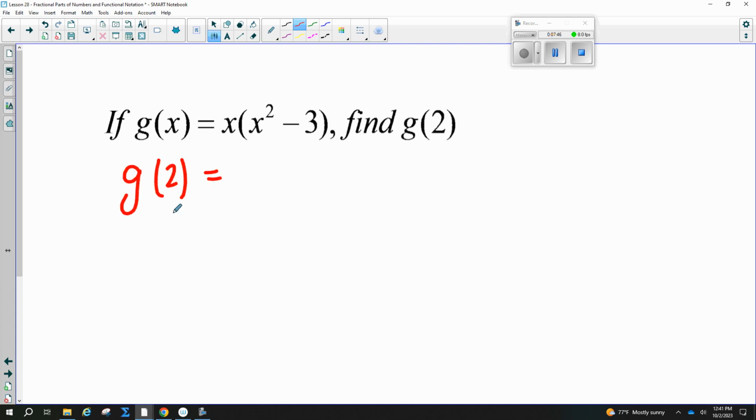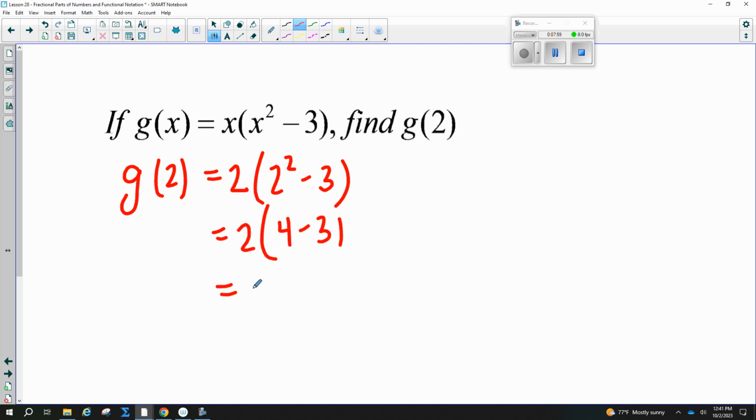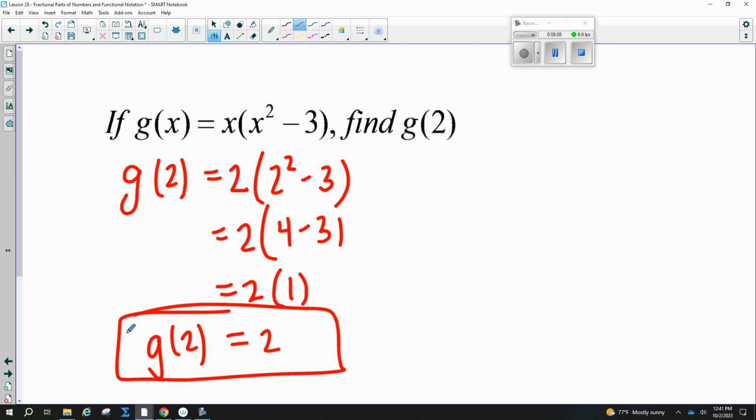So I plug a 2 in for this x, and I plug a 2 in for that x. Parentheses first. This would be 4 minus 3. 4 minus 3 is 1. And then 2 times 1 is 2. So this is saying that g of 2 equals 2. When I plug in 2, I get 2. Do not divide by 2. Just leave that. g of 2 is g of 2. That's called function notation. Let's try it.